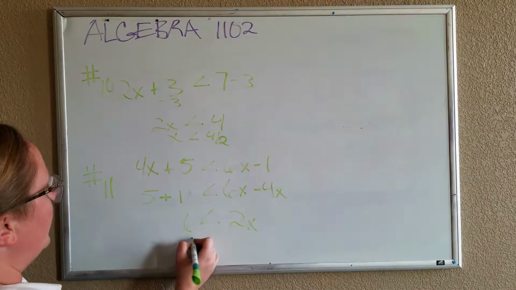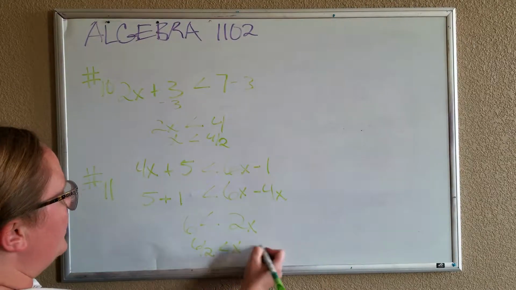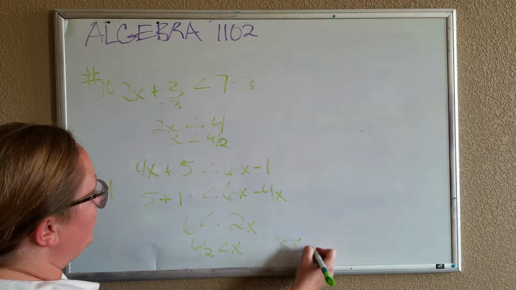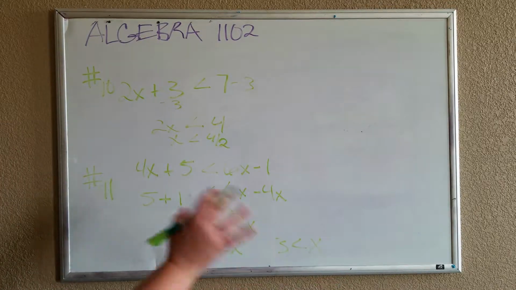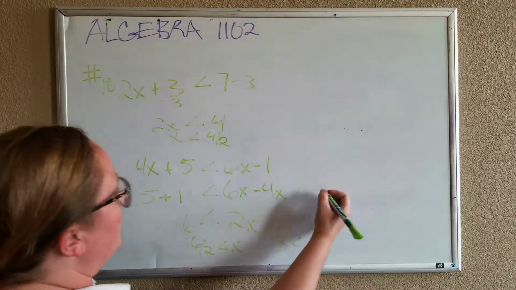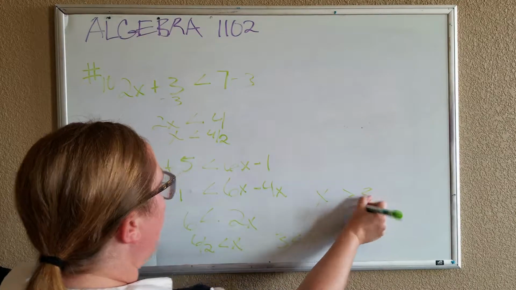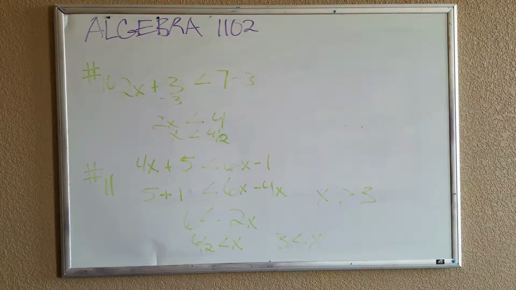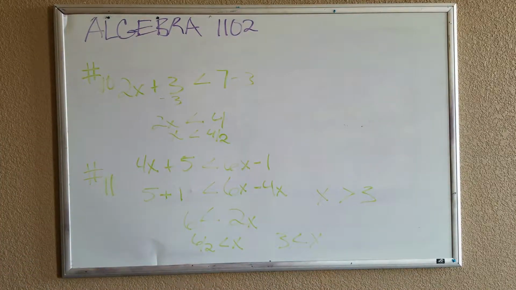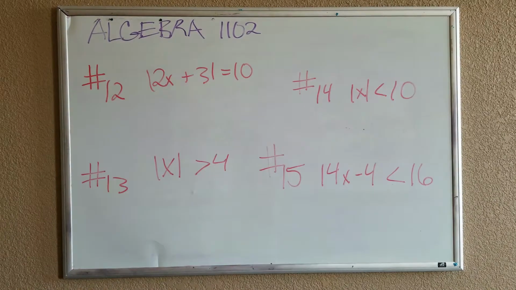And then the 2, again, divide. So 6 divided by 2 is less than x. 3 is less than x. So when you write this, you just flip the whole thing over to write it. So x is actually greater than 3. If you're going to write the x first, you would say x is greater than 3. All right? You can read them either way. 3 is less than x. X is greater than 3. Okay, but just make sure your sign says the right thing at all times.